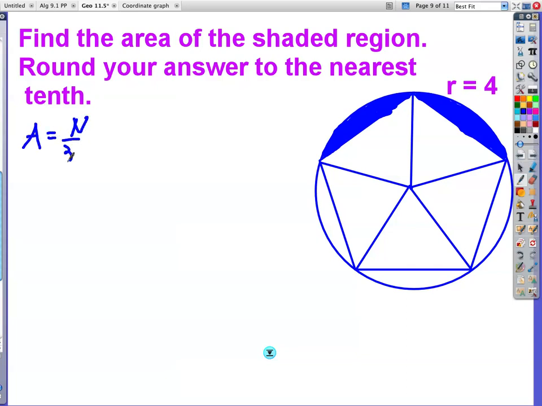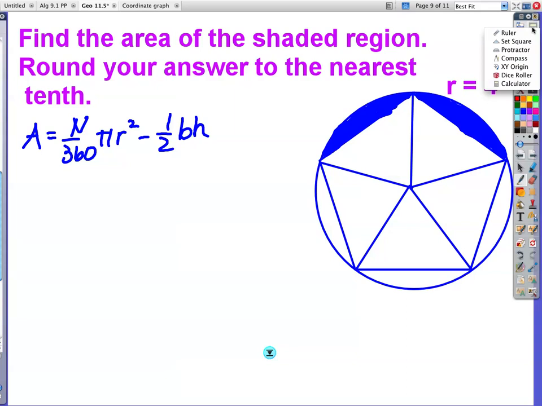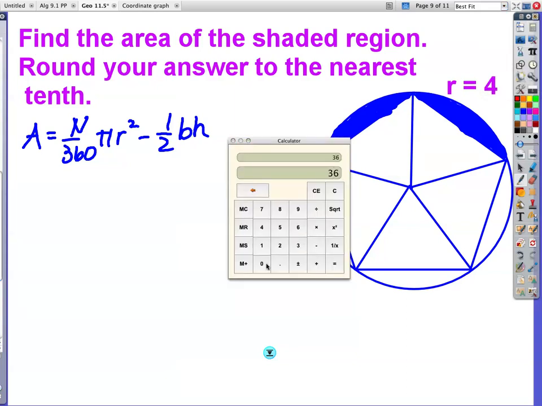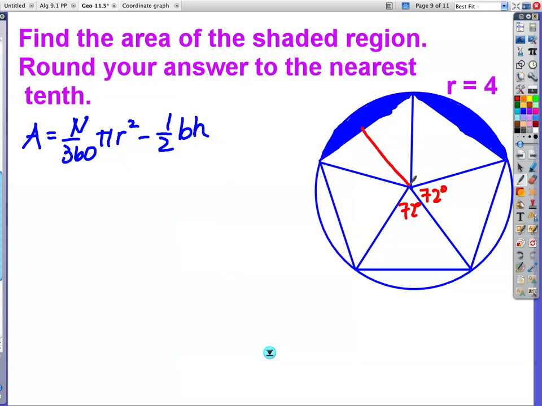We've got n over 360 times pi r squared minus 1/2 base times height. And when I get this answer, I'm going to have to multiply it by 2 because I've got actually 2 sectors. One here and one here. So here we go. We have 360 degrees, but I have 5 triangles to work with. So 360 divided by 5 makes every one of these 72 degrees. But of course, I'm going to cut one of these in half. So now I've got a 36-degree triangle.